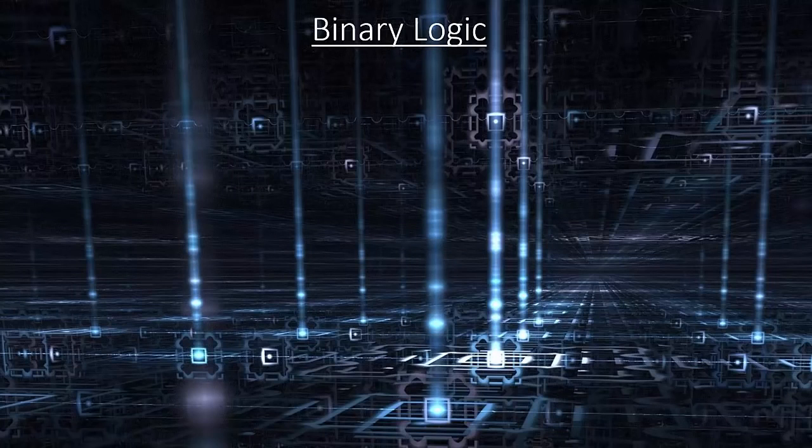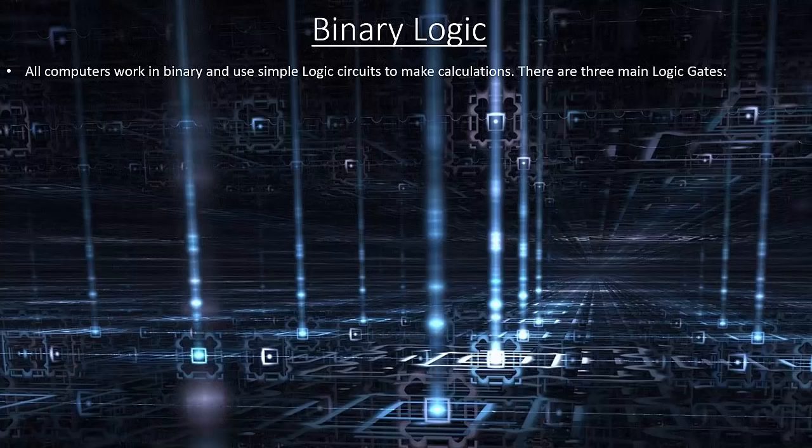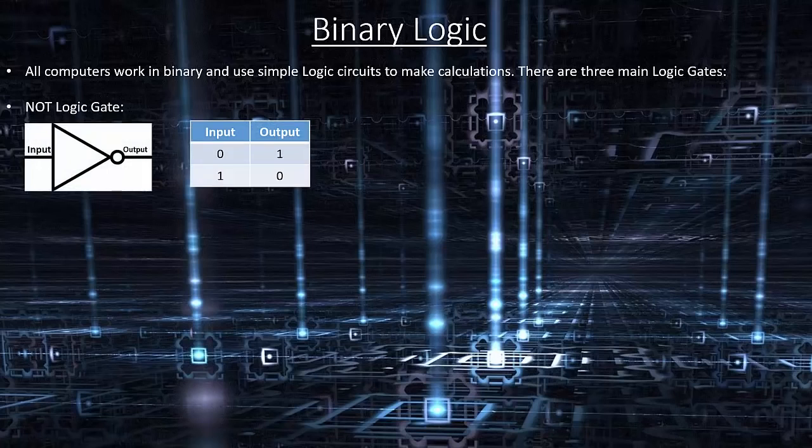Binary logic. All computers work in binary and use simple logic circuits to make calculations. There are 3 main logic gates. Not logic gate. When the input is 0, the output is 1. When the input is 1, the output is 0.